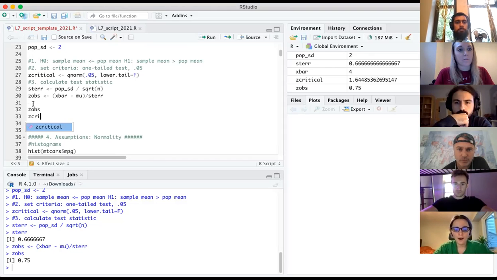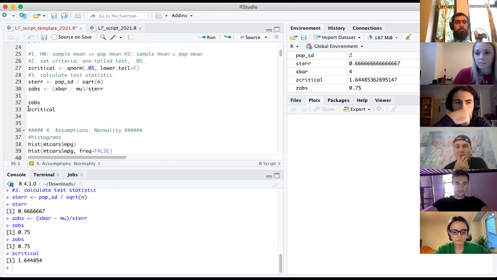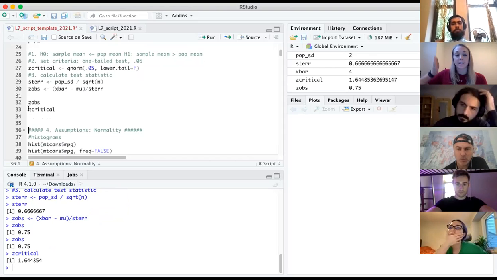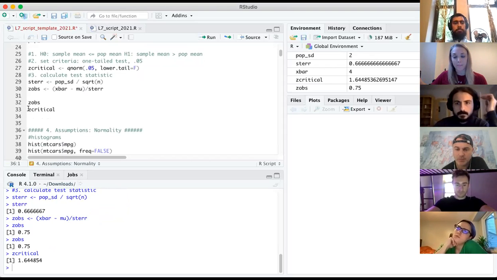So remember, we're going to compare our Z observed to our Z critical. Fail to reject the null? Exactly. We fail to reject because 0.75 does not fall in that critical region, right? So the cutoff has to be 1.64 or greater. Higher, yeah. Makes sense.